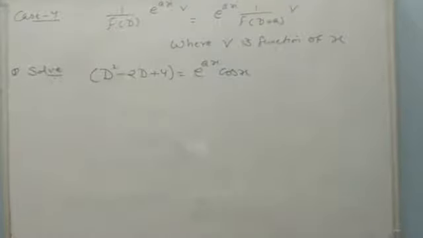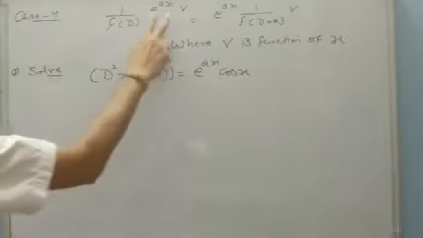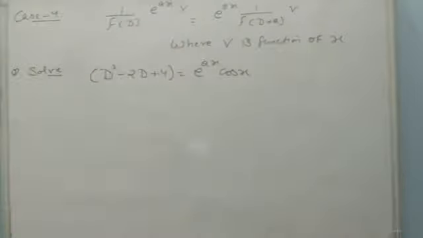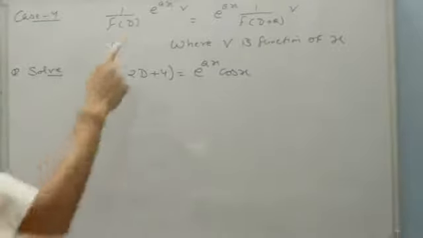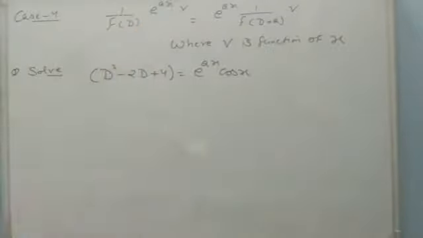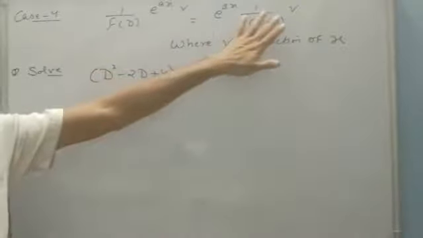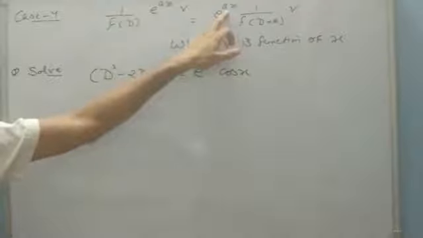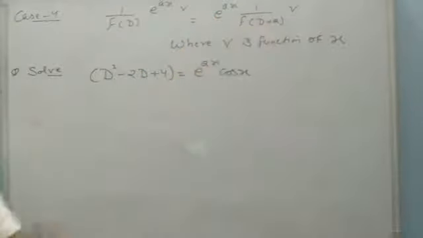Now this is case number 4. If there is a product of two functions in which one function is exponential and the other is any function of x, either a polynomial or a trigonometric, in the form of sin x or x to the power n, but one function is exponential e to the power ax, then we will take the exponential function to this side by replacing D with D plus a. See here how to solve it.